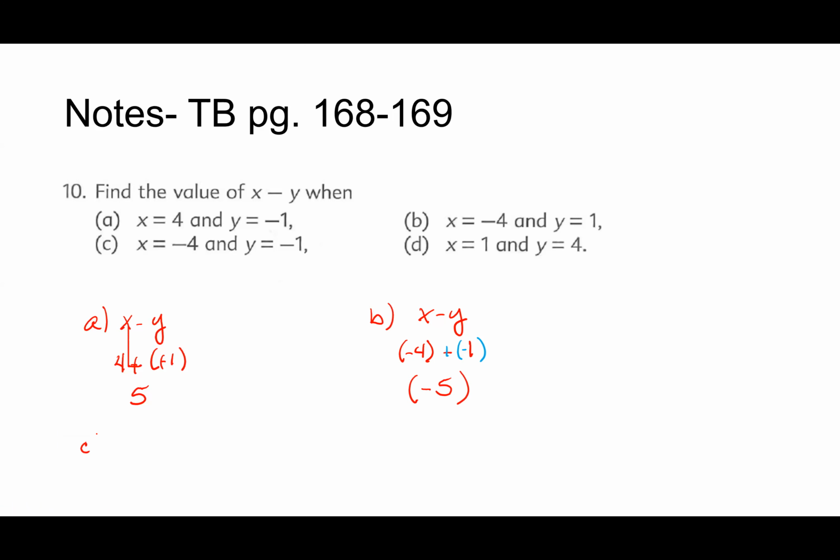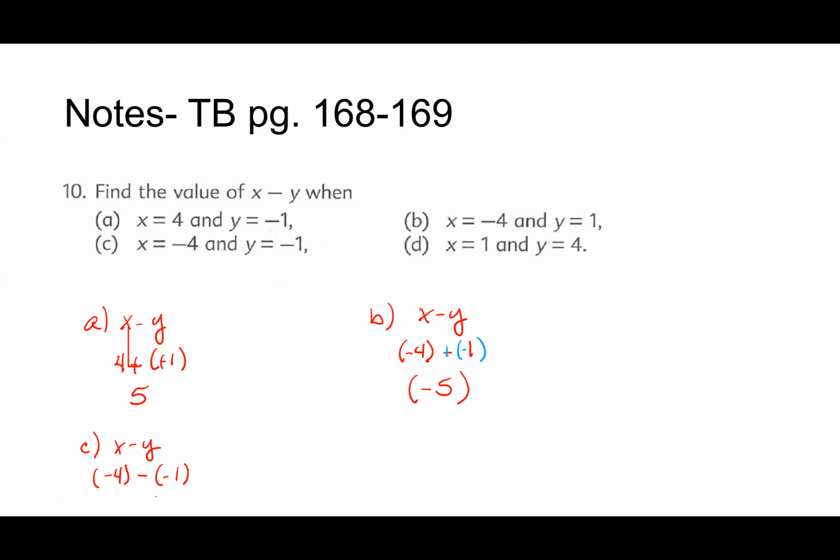Okay, C, x minus y. This time I'm substituting in negative 4 for x and negative 1 for y. All right, is negative 1 greater than or less than negative 4? Greater than, okay, copy. So will I have a difference that is positive or negative? Yeah, if I have a subtrahend that is greater than the minuend, my difference will have to be negative.